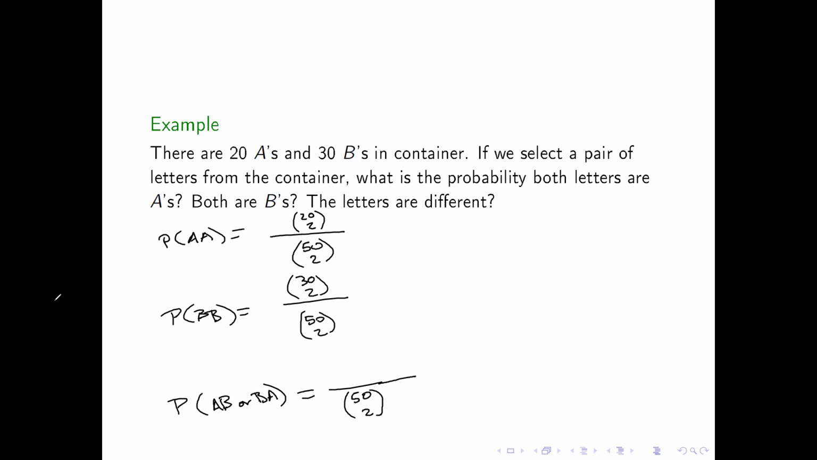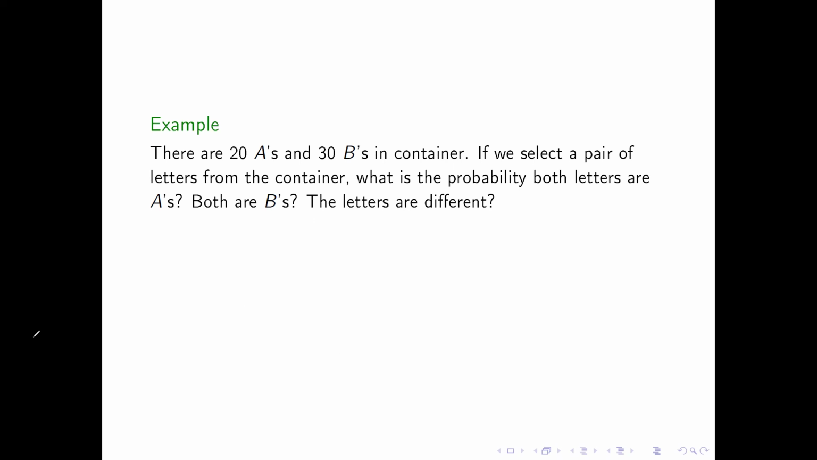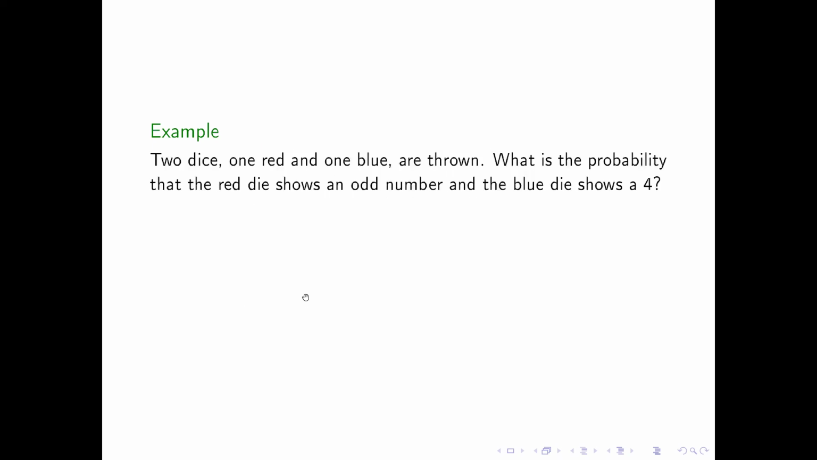Wait, I'm not done. So this is where this is going to get kind of tricky, is there's not one fix-all idea. Let's go back to the die situation, except now I'm going to give you two dice. I'm going to call one red and one blue. If I make them different, what's the probability that the red die is odd and the blue die is a 4?